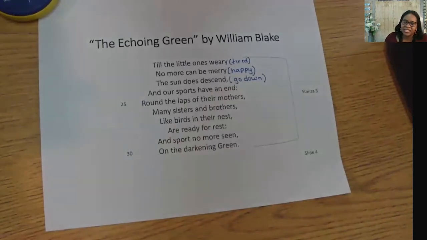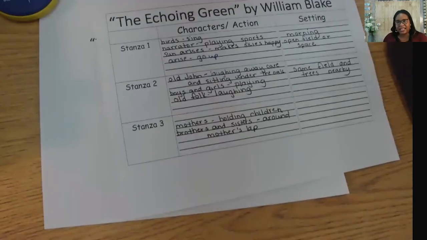Now, how does descend help us understand the setting? If the sun is descending, it must be going down or setting. From that line, I can infer that it is late in the evening or the end of the day. So let's add that to our chart, late in the evening.